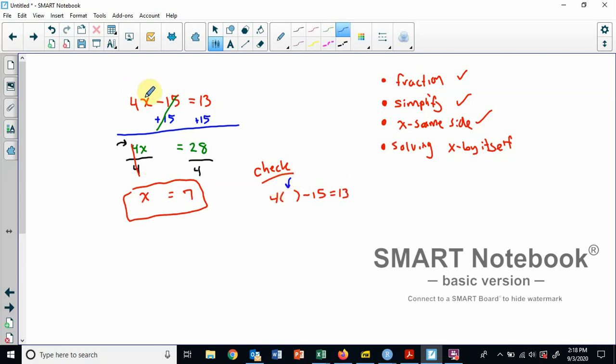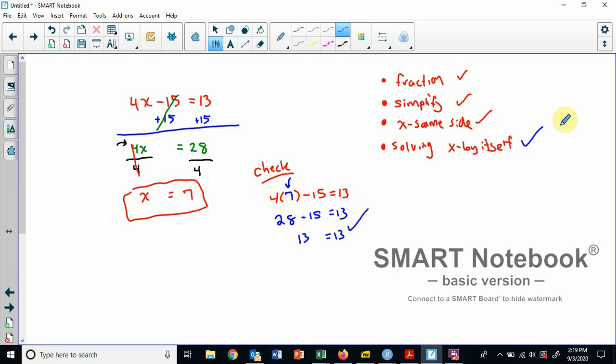So it was 4x minus 15 equals 13. 4 blank minus 15 equals 13. What did we find x was? 7. Let's see, 4 times 7 is 28. And 28 minus 15 is 13. So 13 does equal 13. So we know we're correct, and we finally finished solving. Alright? Awesome. That wasn't too hard.